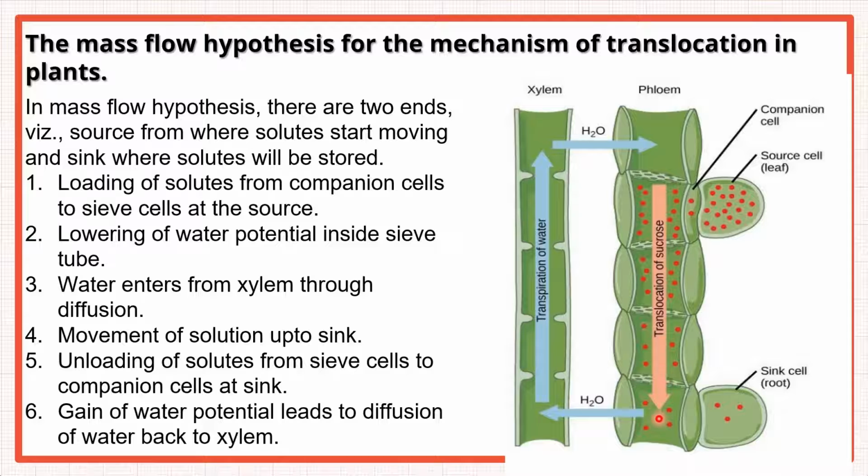Now these solutes will be unloaded from the sieve cells to the companion cells to get to the sink. So you can see here. Then water potential will increase here because now the solutes have been unloaded. And now this water will, through osmosis, go back to the xylem. And this is the mass flow hypothesis.